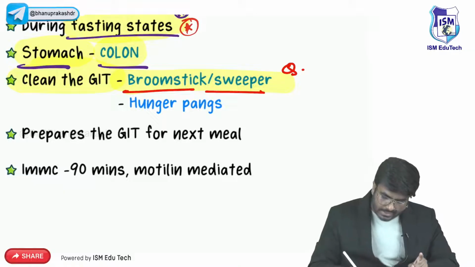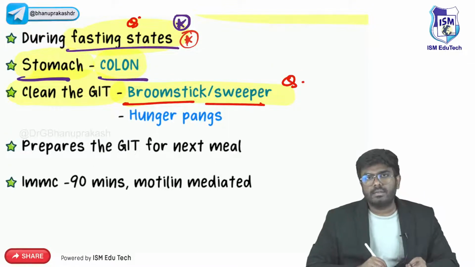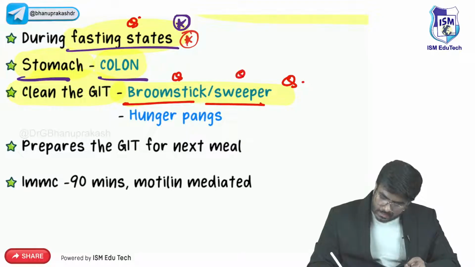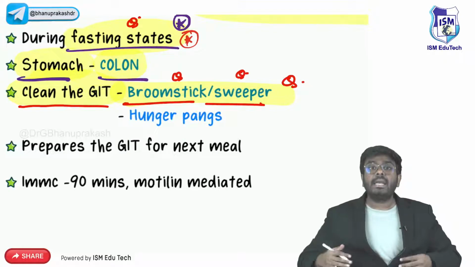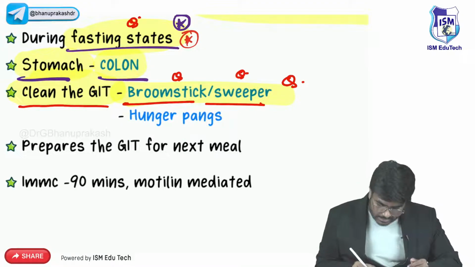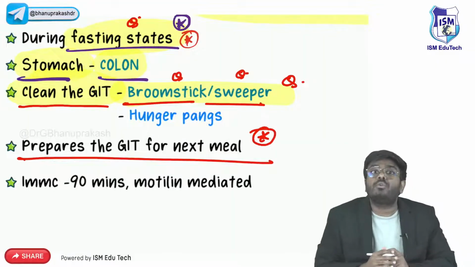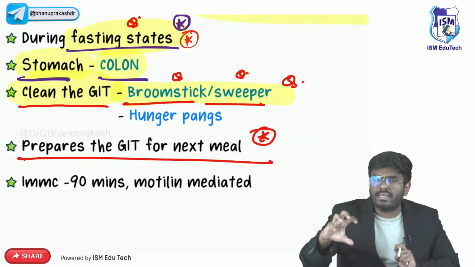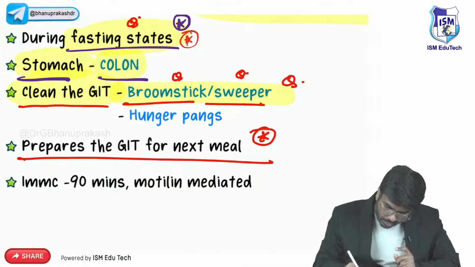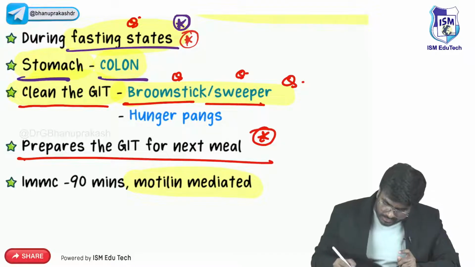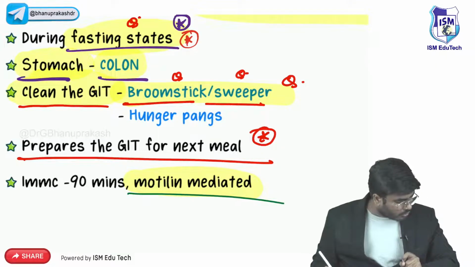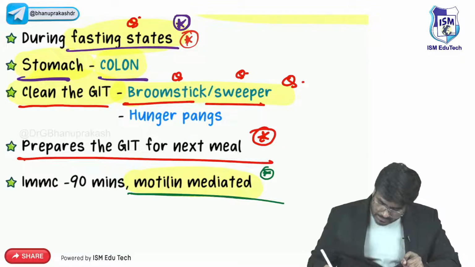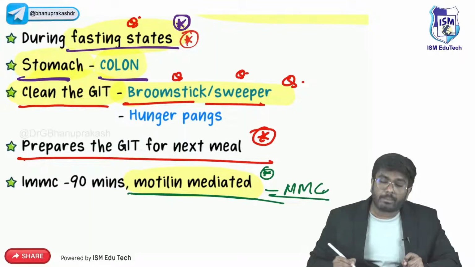Migratory motor complex is seen during the fasting state. It is called a broomstick or sweeper of the GIT. Why? Because it cleans the GIT. What it is doing actually is cleaning and preparing our GIT for the next meal. So it prepares the GIT for the next meal. And do you know who mediates this migratory motor complex? M for M. Migratory motor complex is mediated by motilin. Don't forget about motilin. Motilin receptors are stimulated by erythromycin. Okay, remember that point. So, motilin is mediating the migratory motor complex.